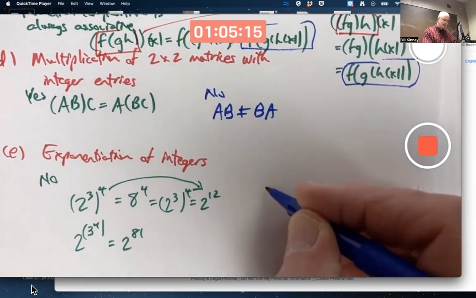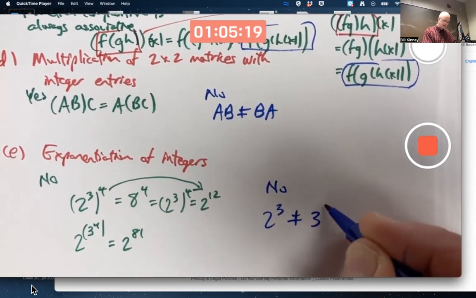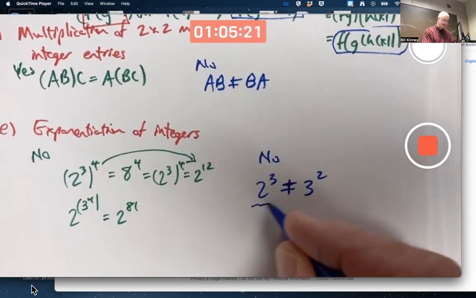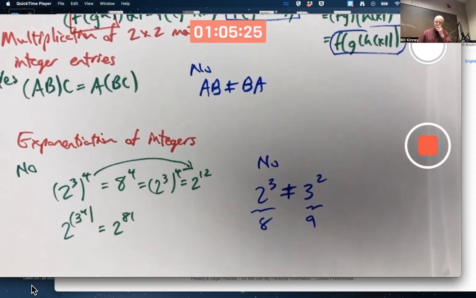It's also not commutative. 2 cubed does not equal 3 squared, excuse me. That's 8, and this is 9. So just because something's a binary operation doesn't mean it's associative, doesn't mean it's commutative. Binary operation for us means it's closed. Exponentiation of integers is another integer.